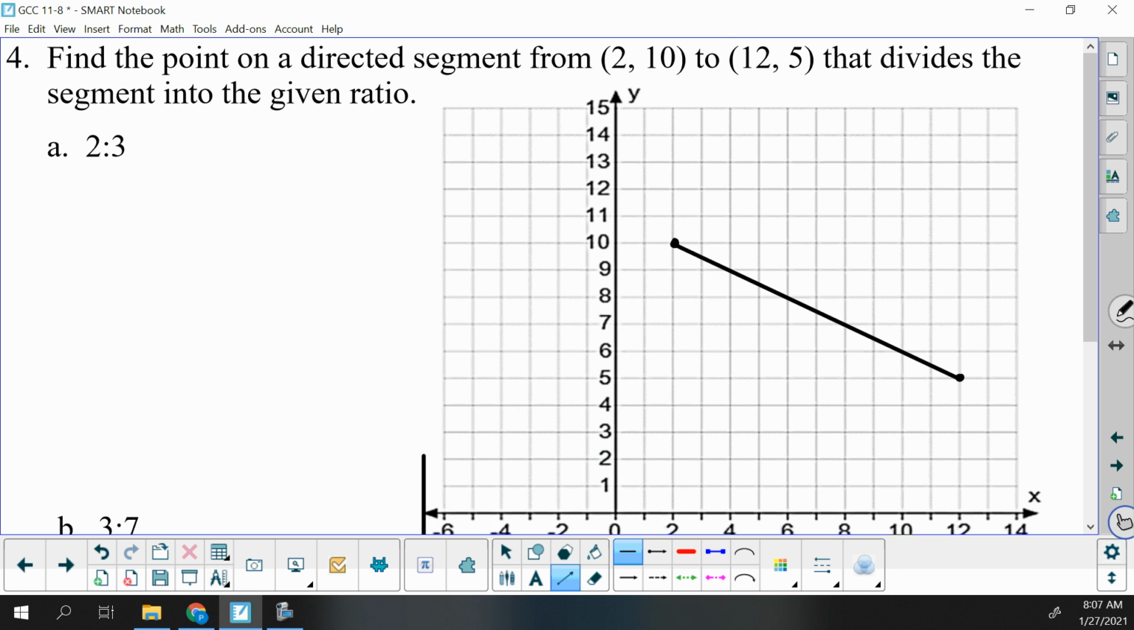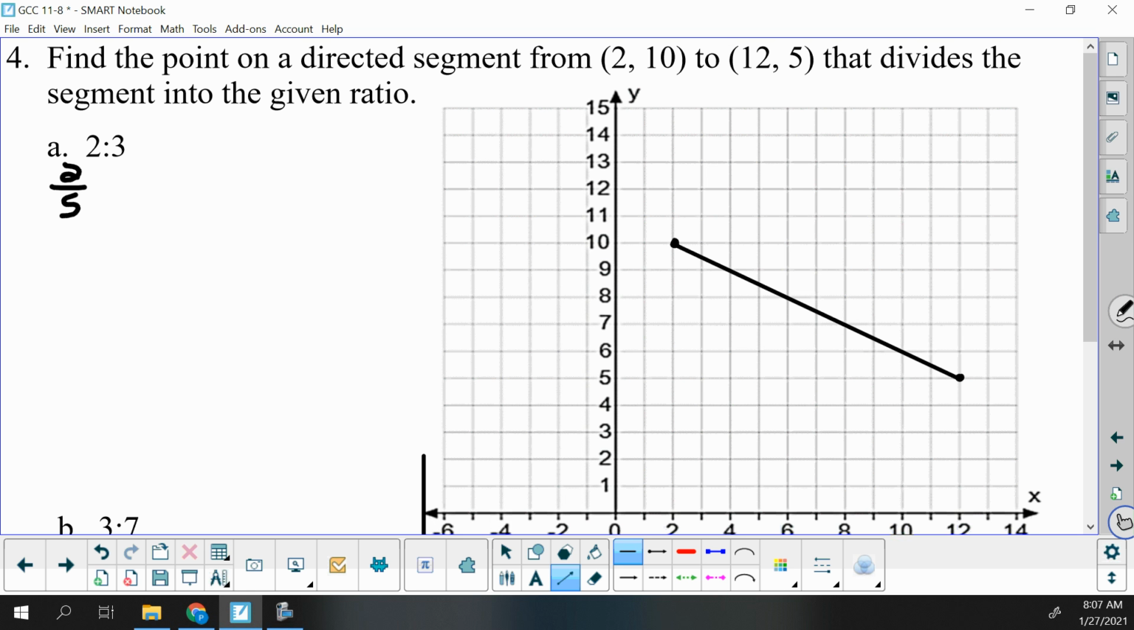So when you have a directed segment, that means we're going to be moving in the order that the points are given. So directed from (2, 10) to (12, 5), it means we should start from the (2, 10). We've got the ratio of 2 to 3. So that means from where we're starting, we're going to move 2 parts out of 5 total parts. So we're really going to do 2/5.